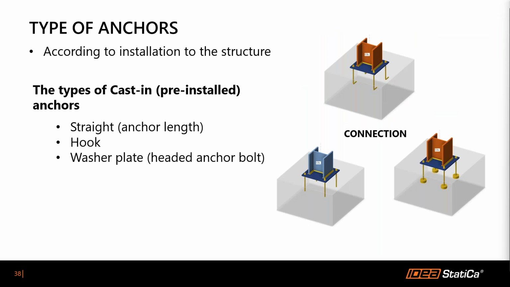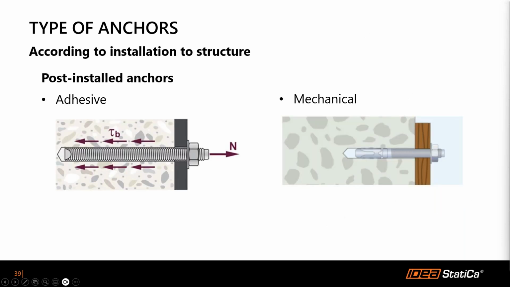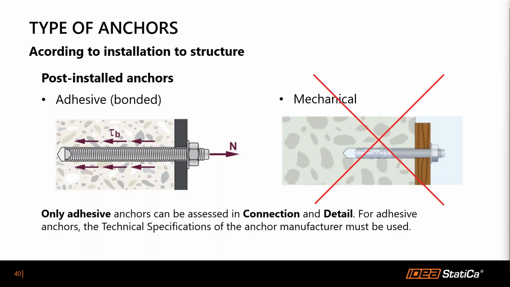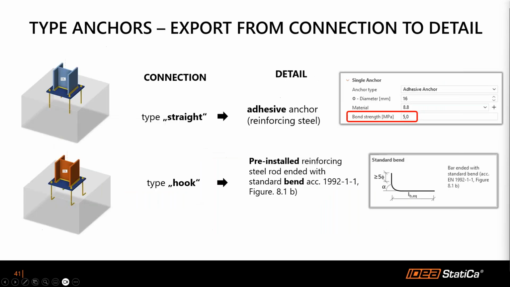There are two types of anchors according to the installation. The first is cast-in, otherwise known as pre-installed anchors. They can be further divided into three types: straight, then hooked ends, and then anchors with washer plates. The second type of anchors according to the installation are the post-installed anchors. They can be adhesive or mechanical. Unfortunately, in Ideastatica connection, neither or detail, the mechanical anchors are not supported. For the adhesive anchors, the technical specifications of the anchor manufacturer must be used.